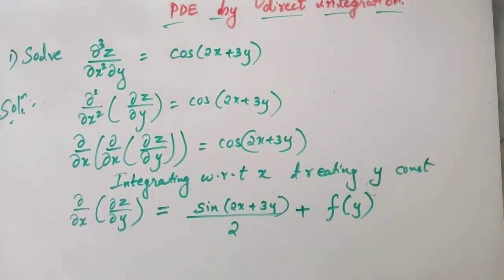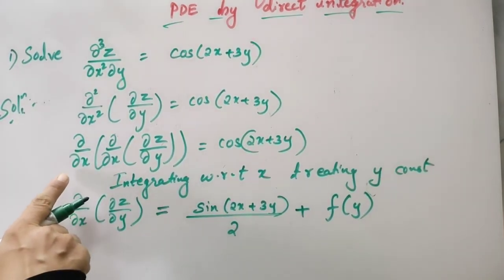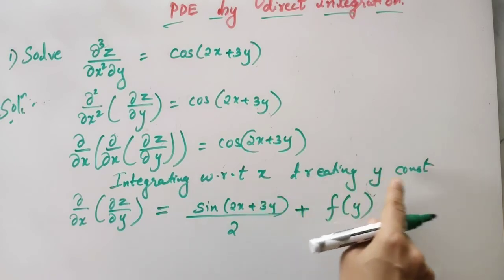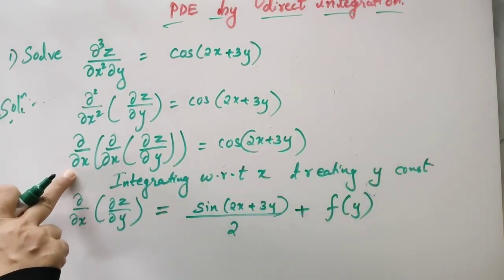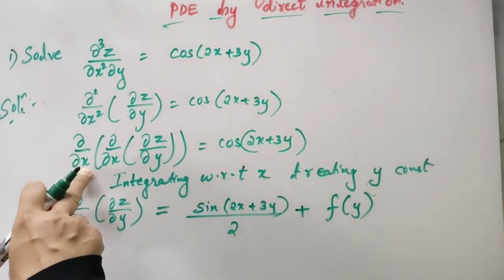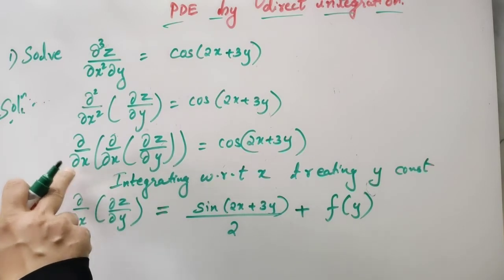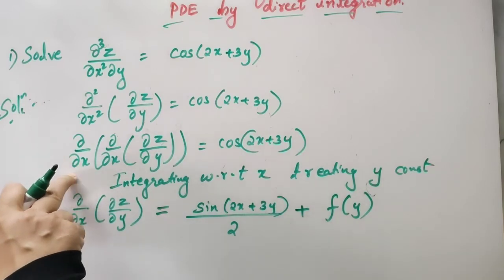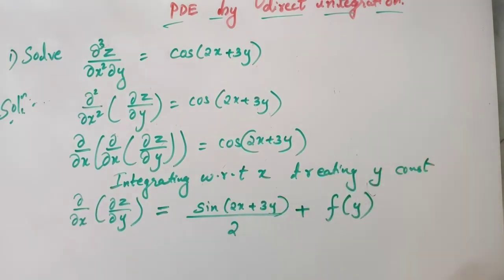I hope the point is clear to you. First, we are integrating with respect to x, treating y constant. Why? Because we have to eliminate the first part here. We are trying to eliminate this. For this, we need to integrate this with respect to x partially. Means what? Treating y constant, we are going to integrate it.